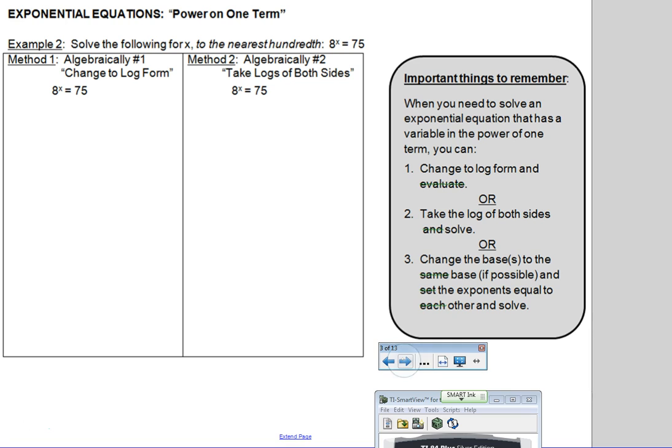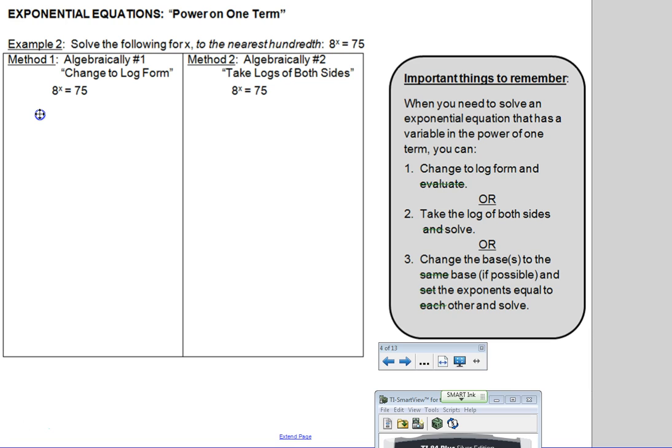Problem number 2. 8 to the x power equals 75. You can unfortunately not make these be the same base. An 8 is a 2 to the third power, but a 75 is nothing. There is no base. You could try 5, but 5 to the 1 is 5. 5 to the second is 25. And 5 to the third power is not 75, it's 125. So that one is actually a little bit harder to do to make them be the same base. So this would not be a problem you can do that with.